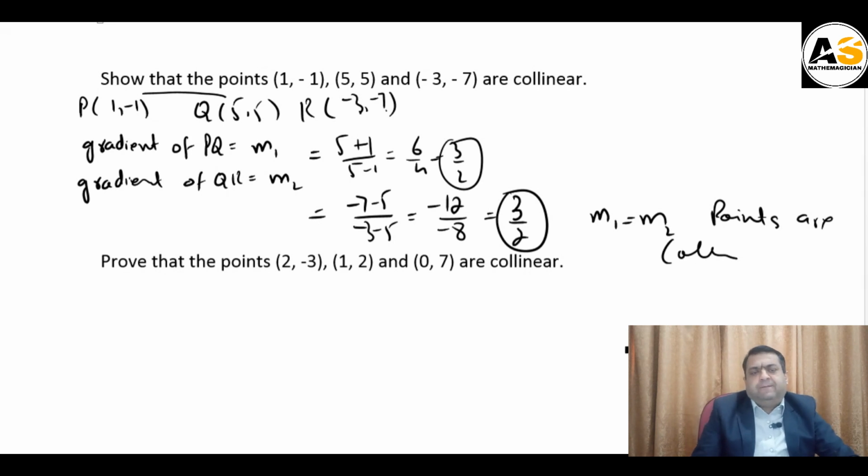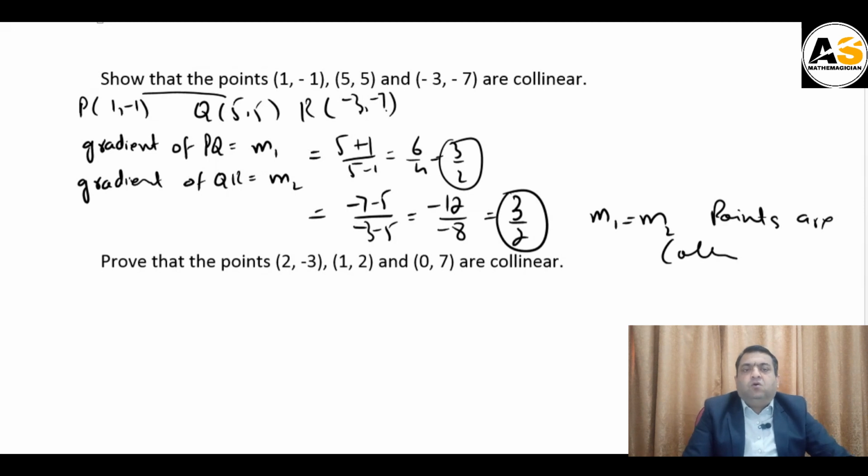I hope this is clear. So far we have learned about the gradient. What is gradient? Gradient of a line is the tangent of the angle which the line forms with x-axis. How do we calculate the gradient? y2 minus y1 over x2 minus x1, where x1, y1, x2, y2 are points of a given line.